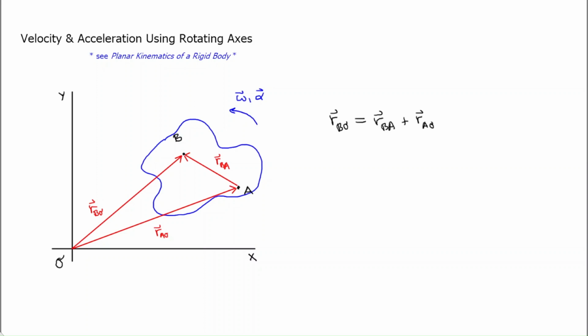Now the new twist, in addition to this rigid body rotating, is that at the moment in question, we've got some object that happens to be at point B. I'll just draw this little green dot here. And maybe this object is following some path. Maybe it's literally on the rigid body, or just maybe with reference to some rigid body.